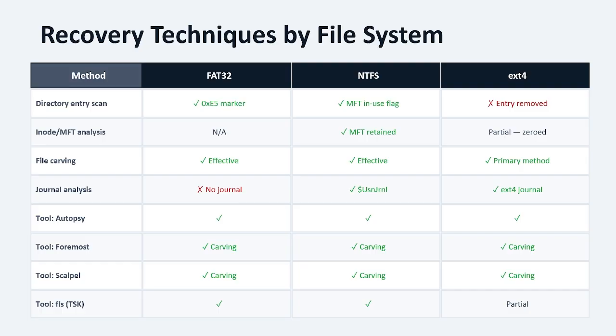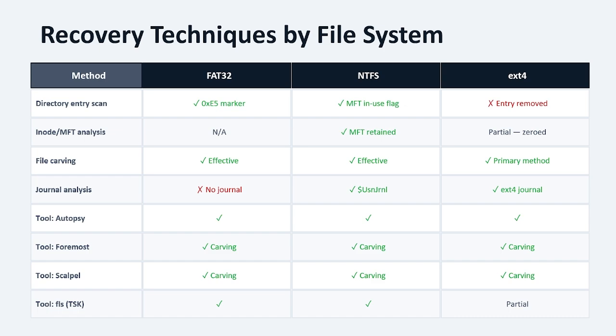So, talking about the recovery techniques, FAT32 uses that hex E5 marker. NTFS, the MFT, has a flag for deletion. ext4 completely removes the entry. Inode: FAT32 doesn't use an inode. The recovery tools still list an inode. It's just the number that they assign to it. NTFS retains the inode, and ext4 zeroes it out, so you can't really do inode recovery.